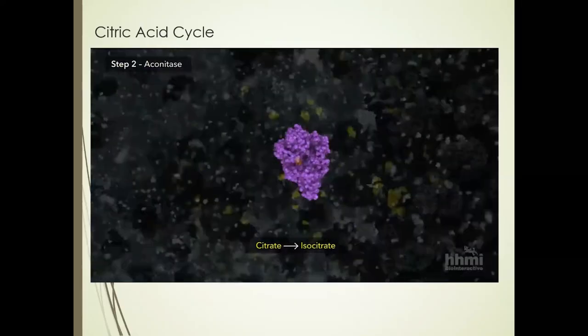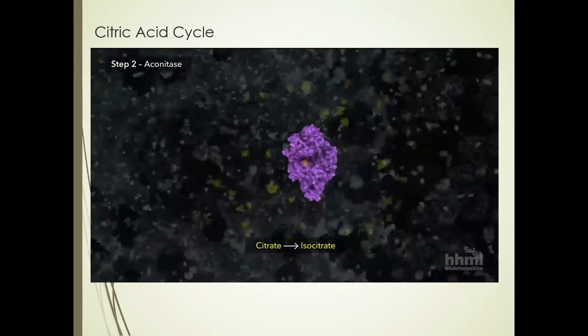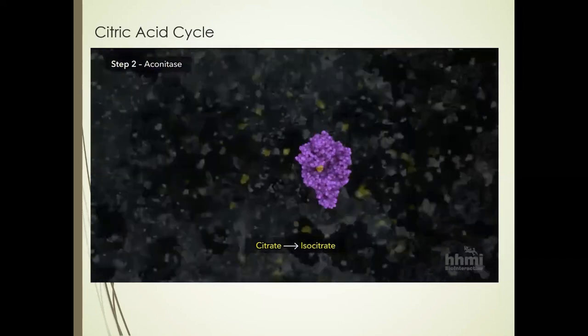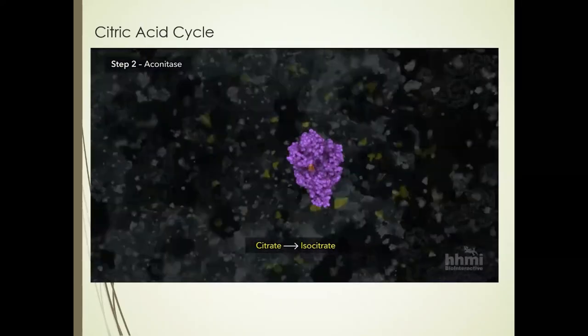The enzyme reaction of step 2 makes a small change to the citric acid molecule, moving the position of an oxygen atom, converting citrate into isocitrate.